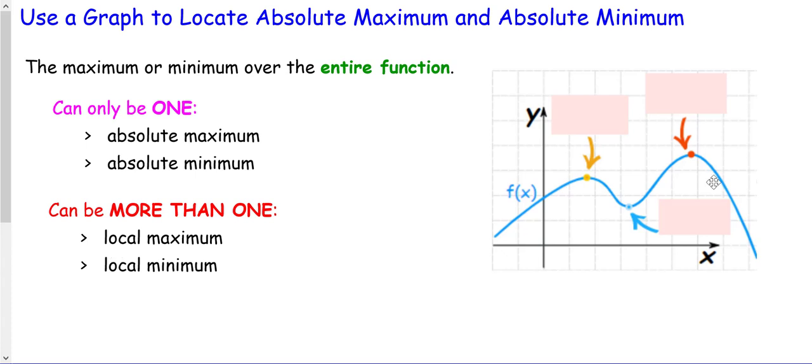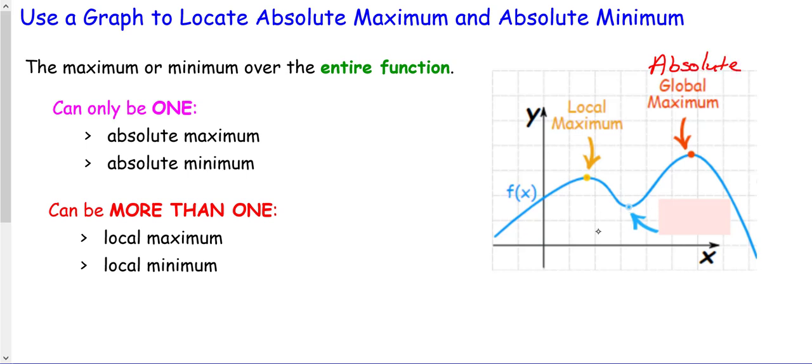So looking at this graph, we can see that there are 2 maximum points. So the lower maximum is considered a local one because it is not the highest maximum amount. The second location would be considered our global maximum, or as we tend to call it, our absolute maximum.